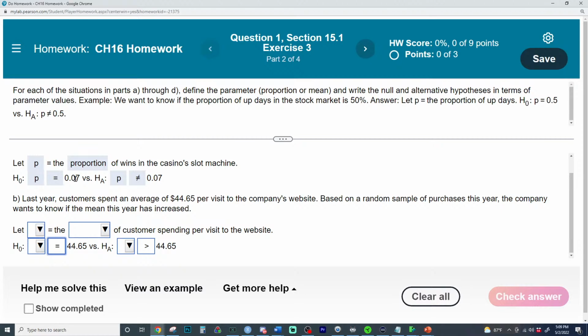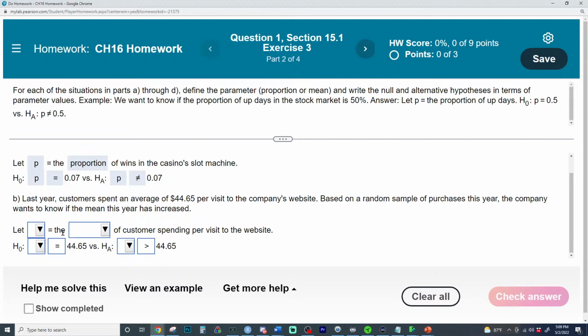The claimed value always goes in the third spot. So notice how that doesn't change. It'll always be something equals something, and then something, and then we only have less than, greater than, or not equal to. You don't use the equal sign over here. And don't use greater than or equal to. It's less than, greater than, not equal to.